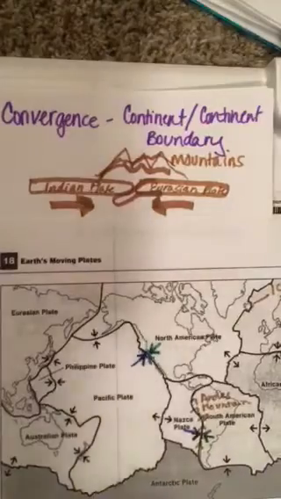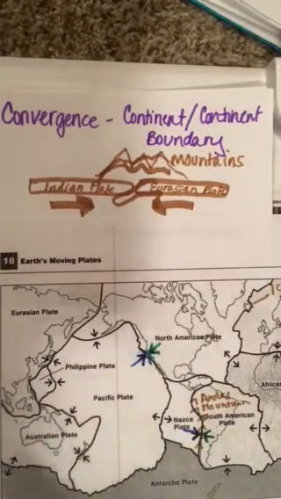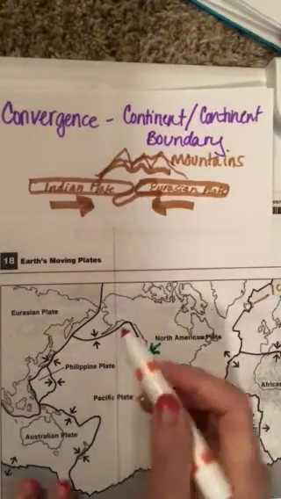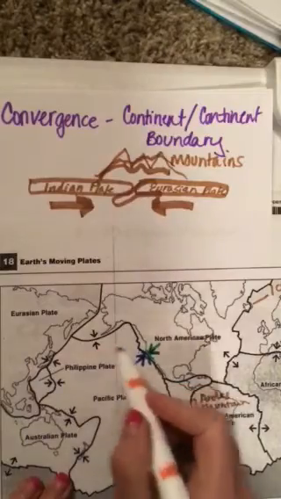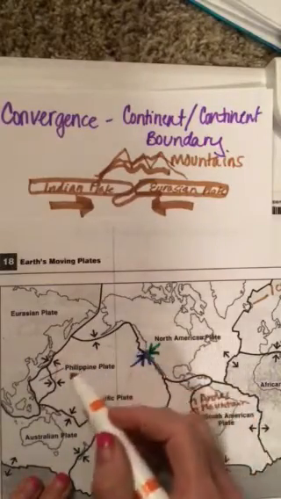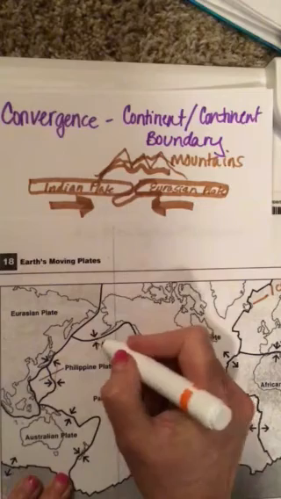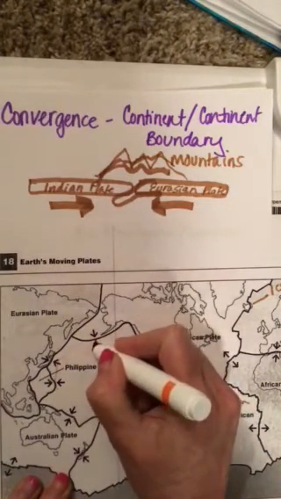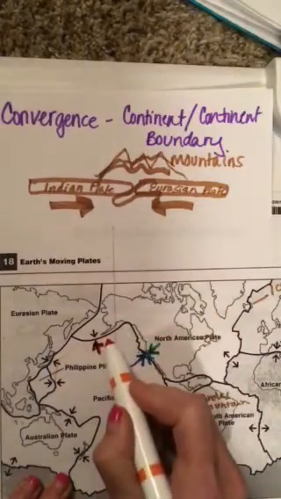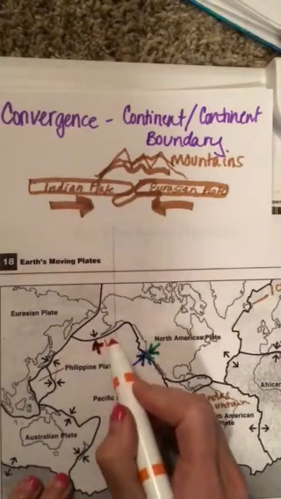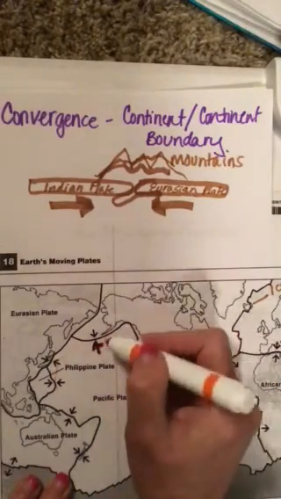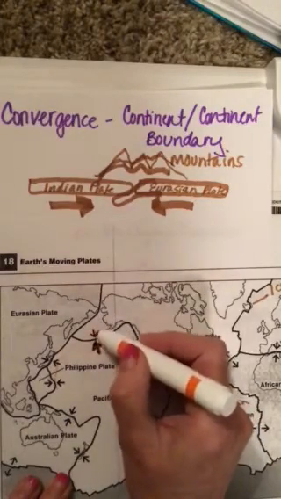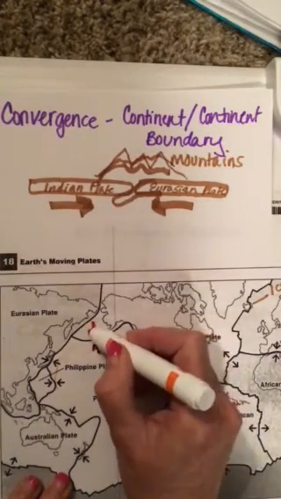If we look back at our map, here you can see this is our Pacific Plate. The Pacific Plate carries mainly the Pacific Ocean. So it's being subducted here, meaning it's going beneath the North American Plate, and here's part of the Pacific Ocean on the North American Plate.